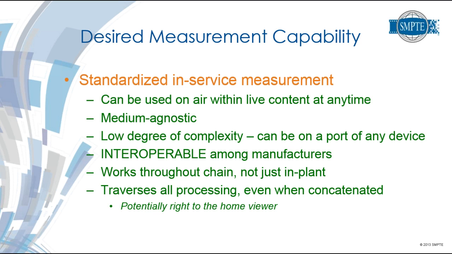We want this to work throughout the chain, anywhere in the path, not just in plant. We want to traverse all kinds of processing, even when that processing is concatenated. We're talking about spatial geometric conversion for up-down cross conversion, for example. We're talking about compression and decompression, perhaps using various codecs in the path, but we want this to traverse all the processing. And we would potentially like this to be usable right down at the viewer end. So we were looking for a technique that will work right on down into the home, should we find a path to get there.